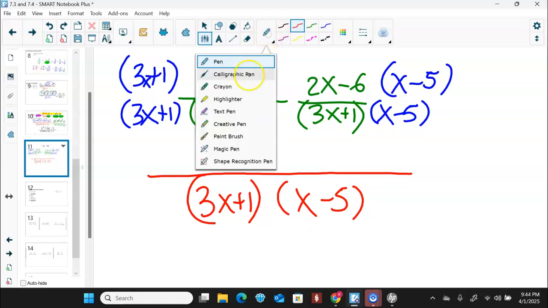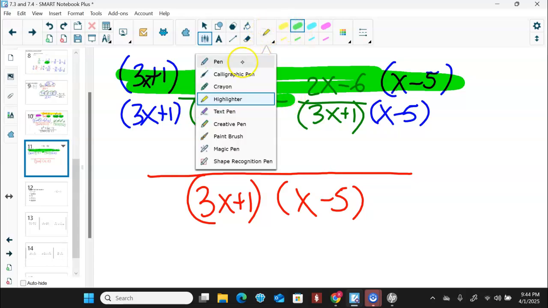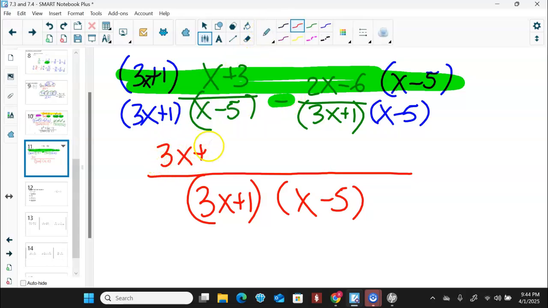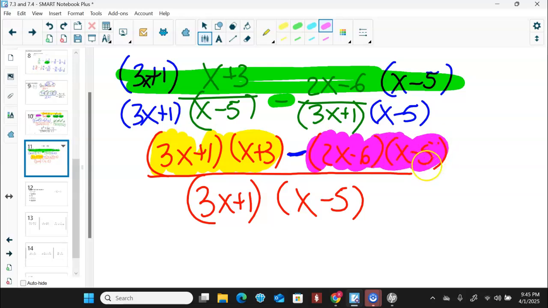Now I'm going to take the entire top and put it together, including this negative sign. So I got 3x plus 1 times x plus 3 minus 2x minus 6 times x minus 5. Now there are two different ways to do it. Some students want to distribute this negative here and then multiply. I strongly suggest that you take each of the sides and do a box method. You multiply these two factors, and then you multiply these two factors, and then you distribute the negative. That's what I am planning on doing.